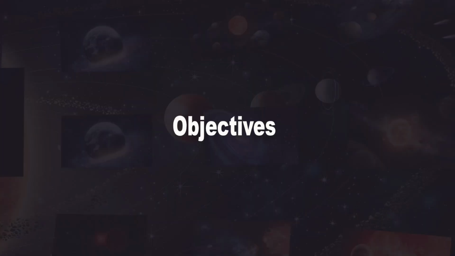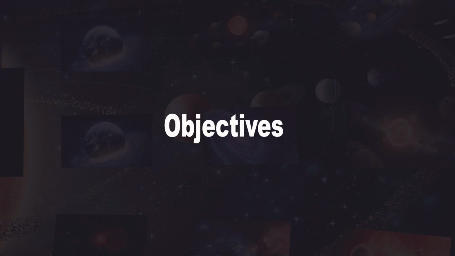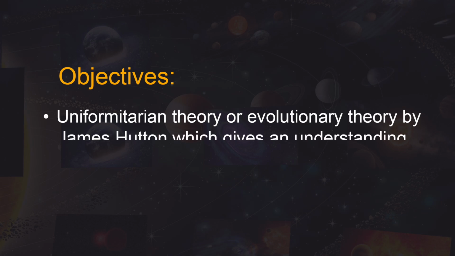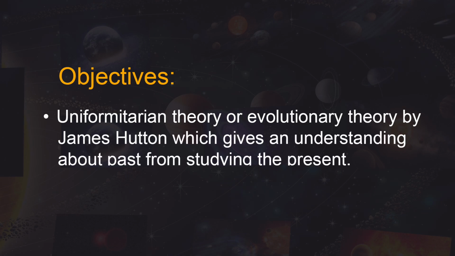Today we are going to discuss uniformitarian theory. The objectives of this theory are: we will be learning about uniformitarian theory or evolutionary theory by James Hutton, which gives an understanding about the past from studying the present. Introduction.